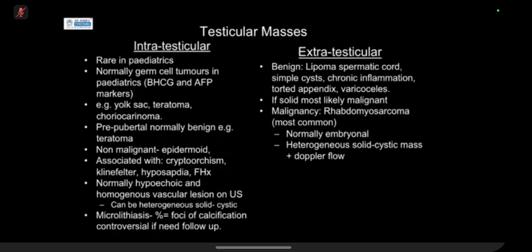Non-malignant lesions that we can see in the testicle include epidermoid, and that gives you the classic onion ring appearance, where you get multiple concentric circles within the lesion. Malignancy within the testes is associated with cryptorchidism, Klinefelters, and family history. So any patient who has these risk factors, you have to be switched on to. And normally we see them as hypoechoic and homogeneous vascular lesions on ultrasound, but as they grow, they can become heterogeneous and appear solid cystic.